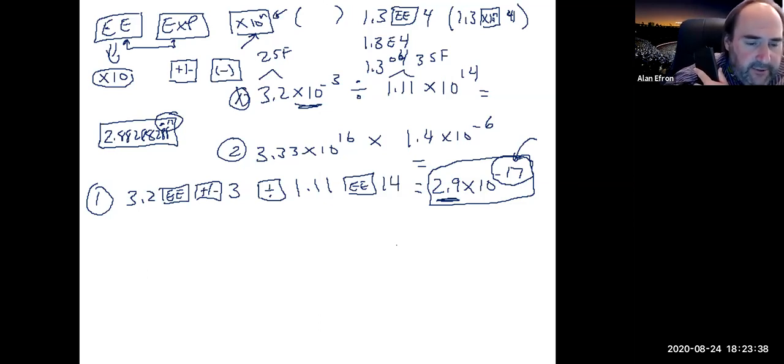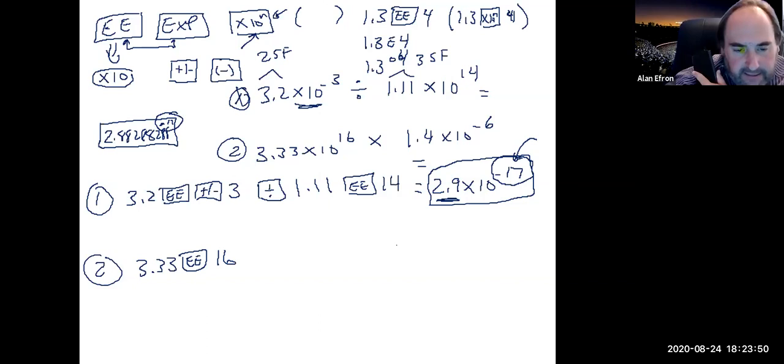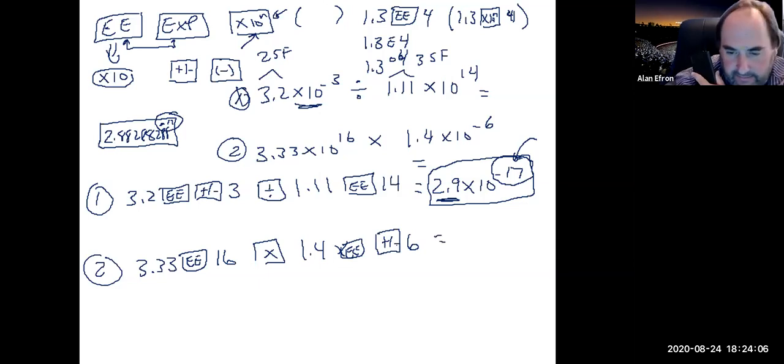Let's take a look at number 2 here. Again, putting it in: 3.33 exponent button, and 16 in this case, as it's a positive exponent. We would then hit our multiplication button, 1.4, exponent button, and negative button because it's a negative exponent, and 6, and hit equals.